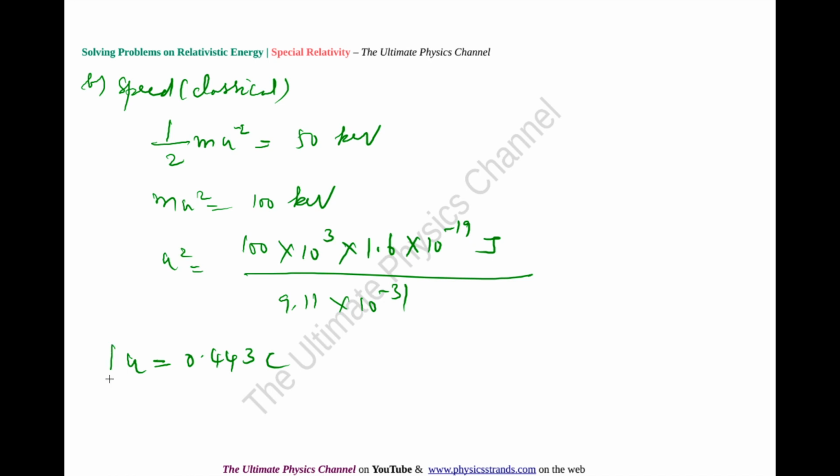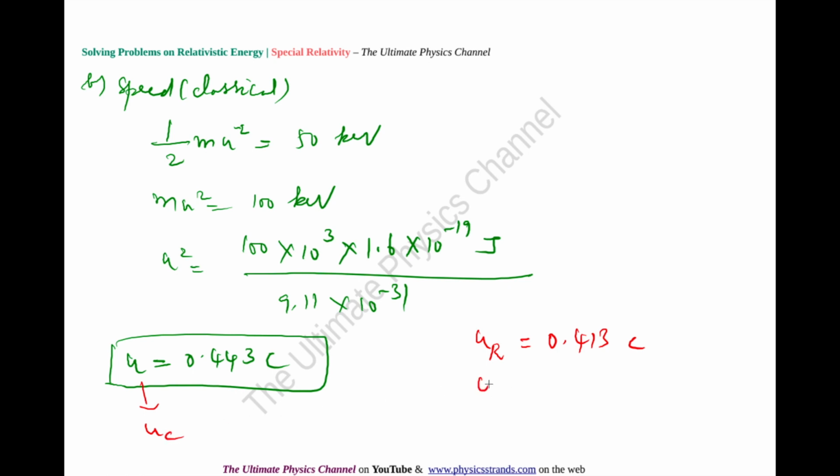So here we get the speed u as 0.443 c. Now these two values are comparable. For the relativistic speed, we got u relativistic as 0.413 c. Here let me call this u classical, which is 0.443 c. Now these speeds are not very different in a certain sense, but you are multiplying by the speed of light, so this is a significant change in speeds.